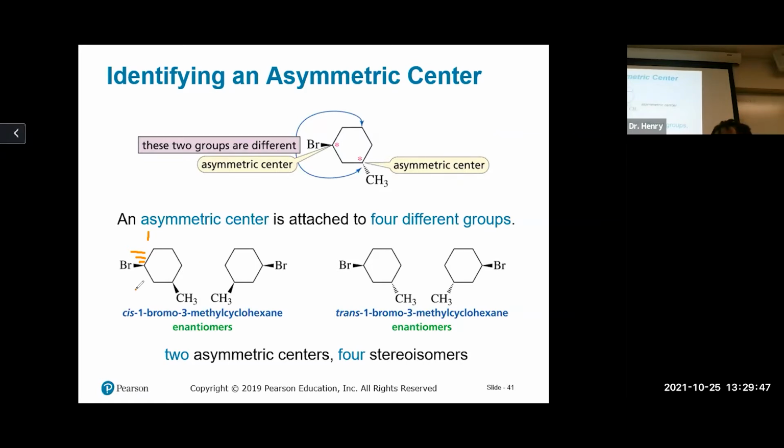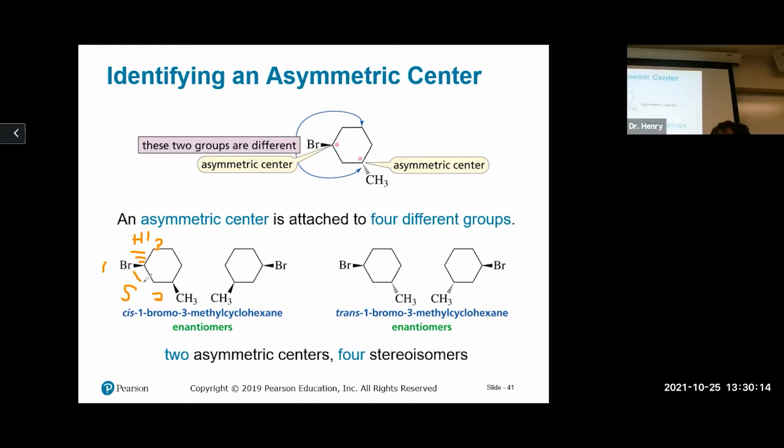And how did you get S? So where's 1? Who has the highest priority? Then this carbon or this carbon? The bottom. Okay, so this is 2. And then this guy would be 3. And then the H would be 4.